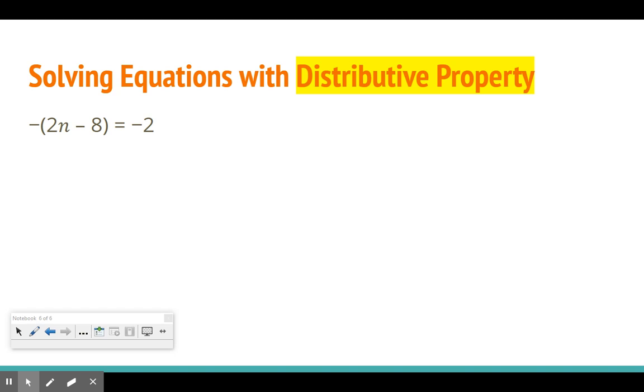Last one with the distributive property. I notice I have a negative out in front, and those of you who remember, when there's not a number out in front, it actually means negative 1. So I'm going to take that negative 1 and multiply it by both terms here. Negative 1 times 2n, I get negative 2n. Negative 1 times negative 8, I get positive 8, equals negative 2.